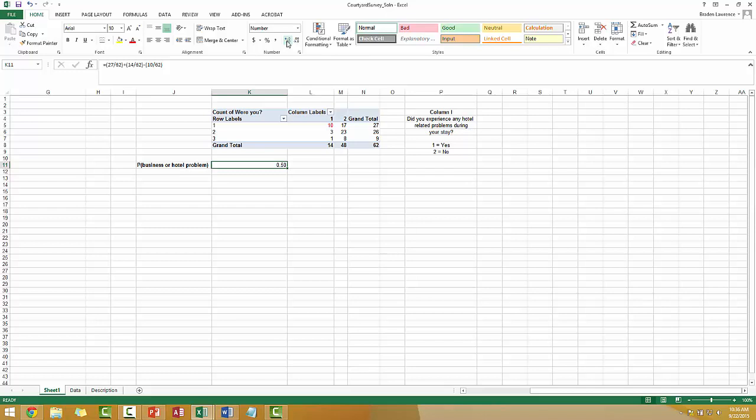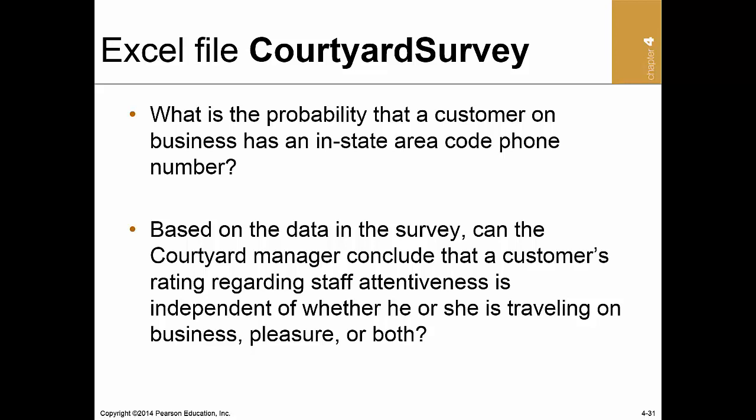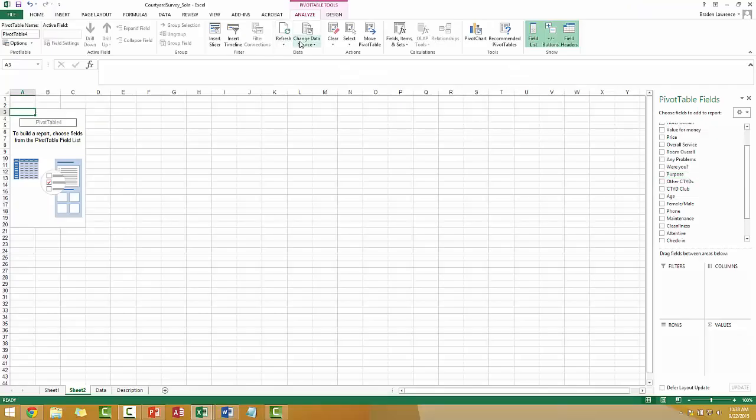Here are 2 more questions that we could answer. So the first one is, what is the probability that a customer on business has an in-state area code phone number? So again, we'll use a pivot table to drag "were you" into rows and phone into columns.